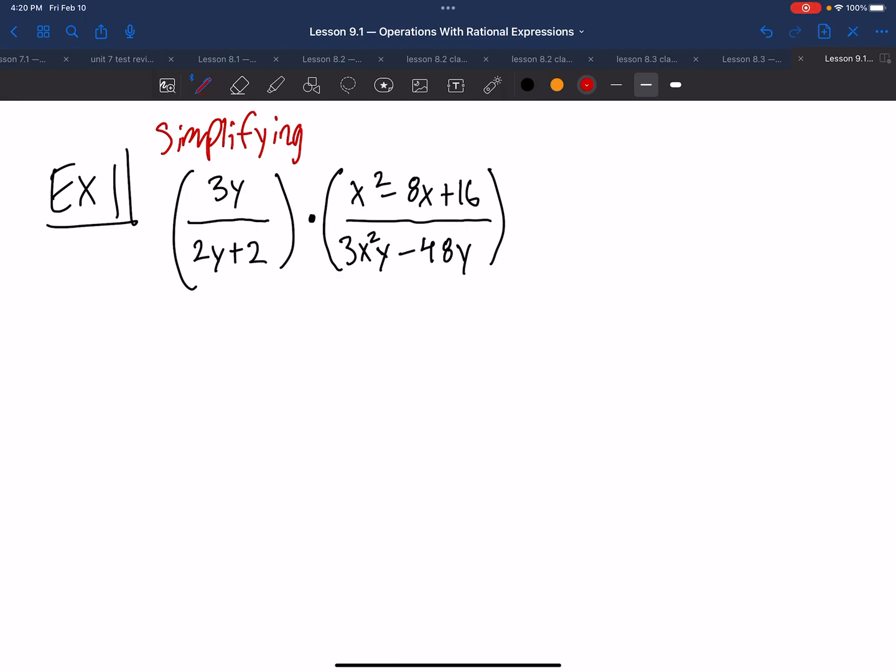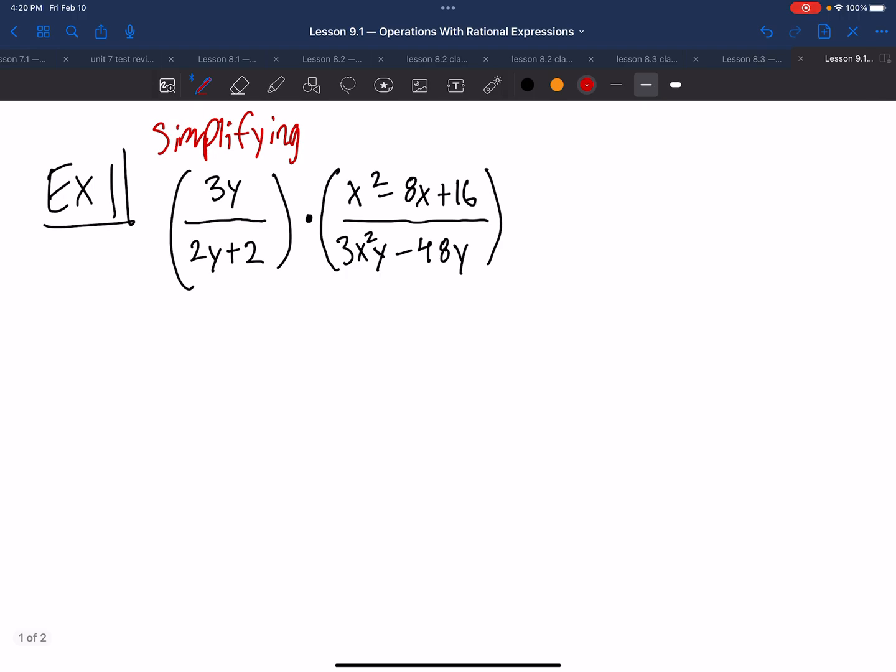Yeah, that's pretty much it. So I'm going to factor everything that I can. If I look at the numerator of the first expression, 3y is just 3y, nothing to factor there. 2y plus 2, I see a greatest common factor of 2, so I'm going to factor 2 out, and then times. And now I'm going to factor the numerator, I'm going to factor the denominator.